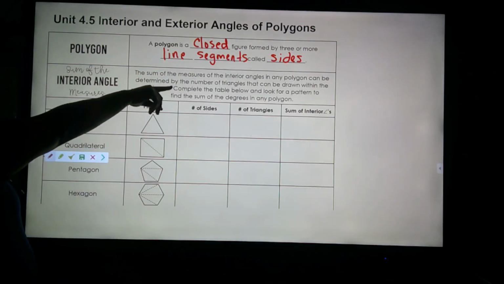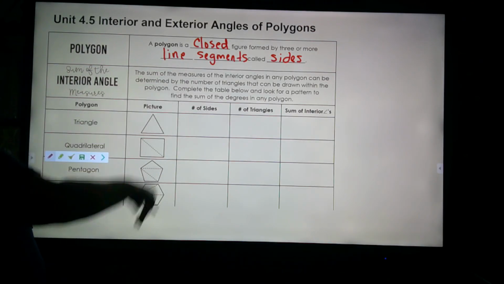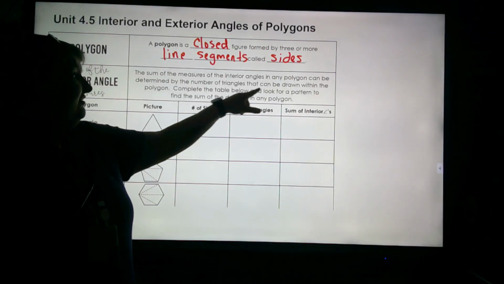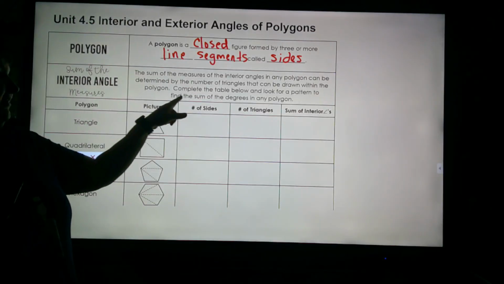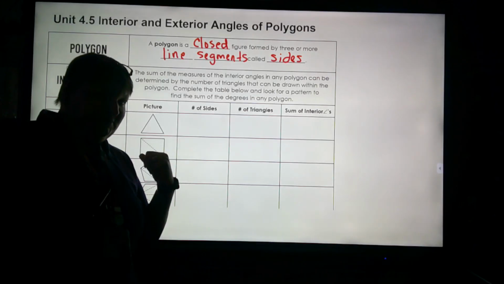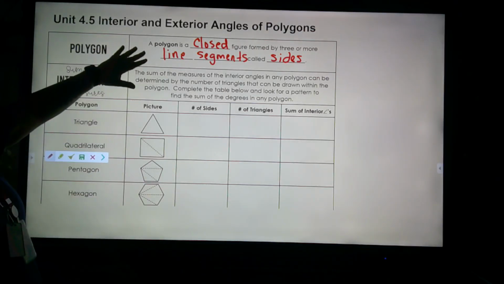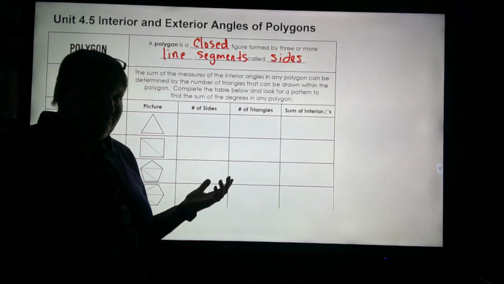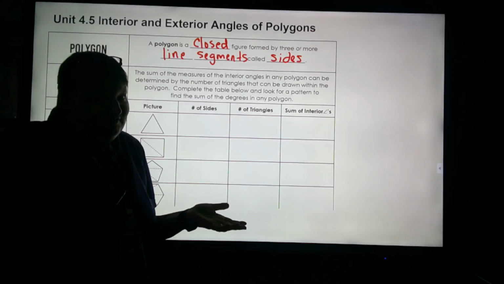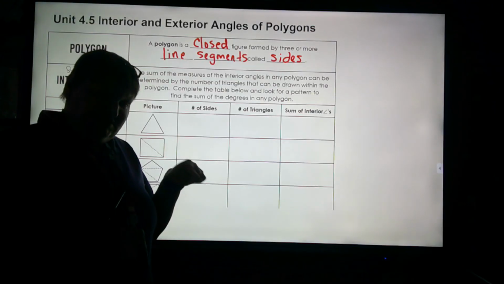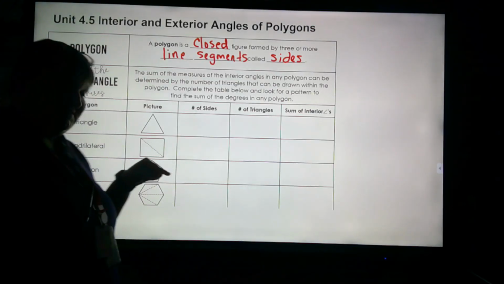It says the sum of the measures of the interior angles in any polygon can be determined by the number of triangles that can be drawn within the polygon. So we're going to use this table, and if you're listening, you can come get a copy of this table. We're going to use this table to figure out if there's a reasoning, a logic, a pattern that we can use to figure out the sum of the interior, the inside angles of different shapes, right?